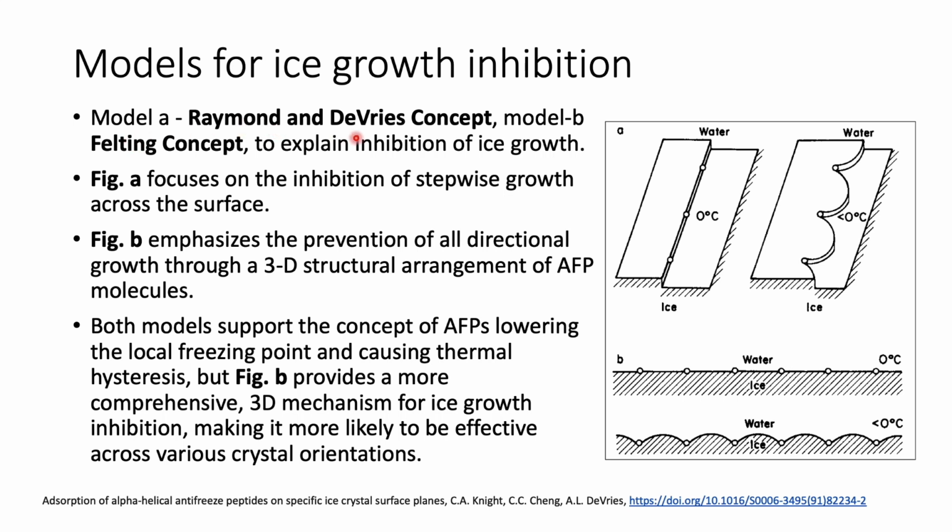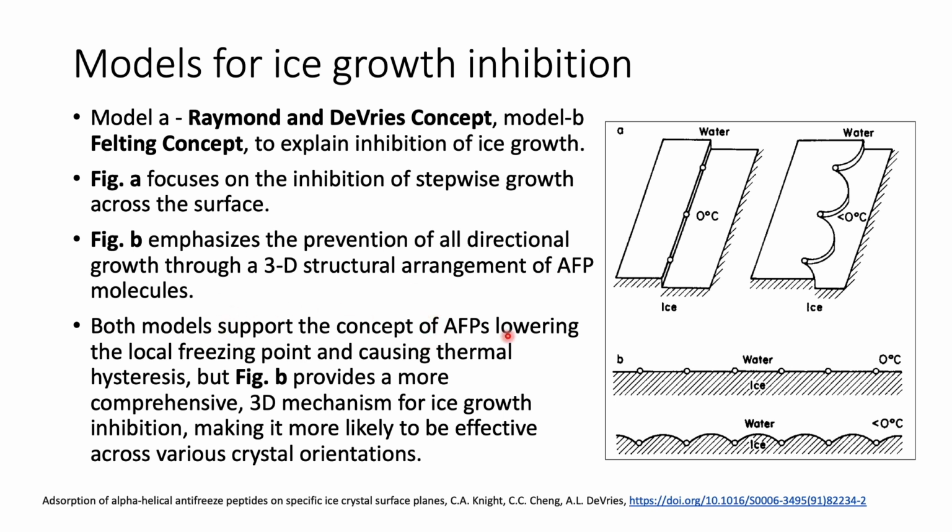There are a few models to study the ice growth inhibition. Model A is proposed by Raymond and DeVries' concept. The second one is called the Felting concept. These are used to explain the inhibition of ice growth. We can see here, this is figure A and this is figure B. In figure A, this focuses on the inhibition of stepwise growth across the surface. That is how the prevention takes place here. And in figure B, this emphasizes the prevention in all directions. That is, it's a 3-dimensional arrangement of AFP molecules which prevent the crystal growth.